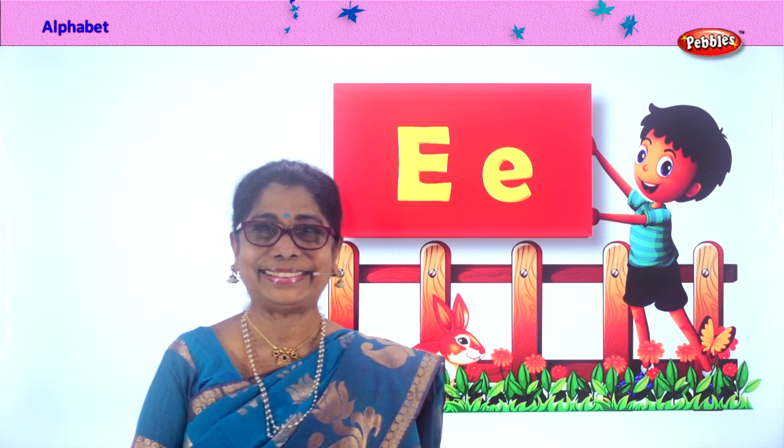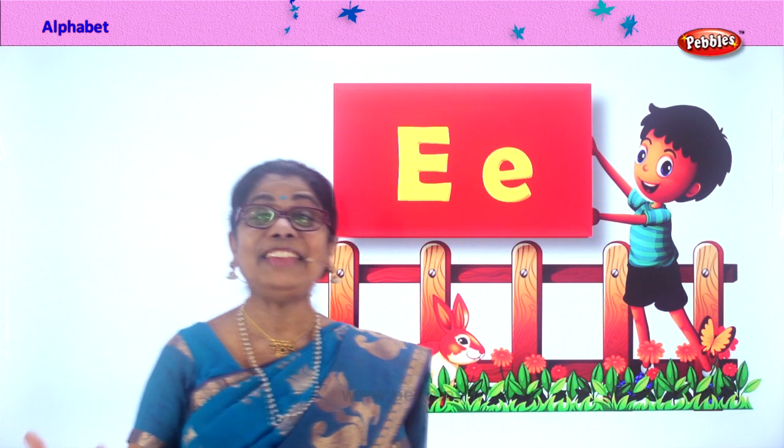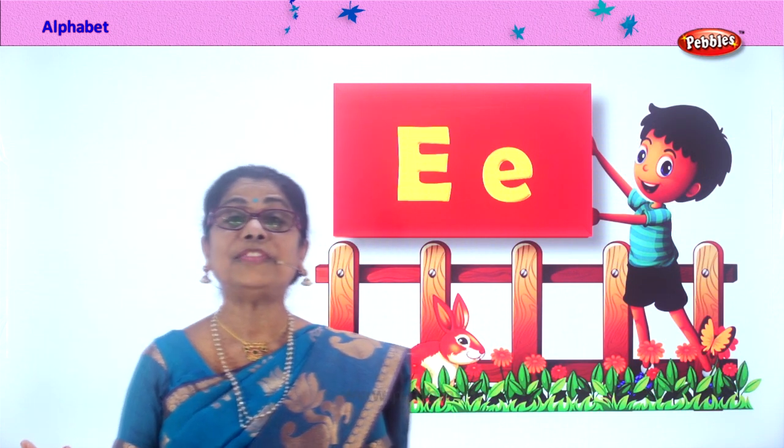Mommy gives you something nice and round to eat and you love it. And you cut it up, it's nice and orange inside. What is that? Egg, yes. E for egg. What is the sound of E?